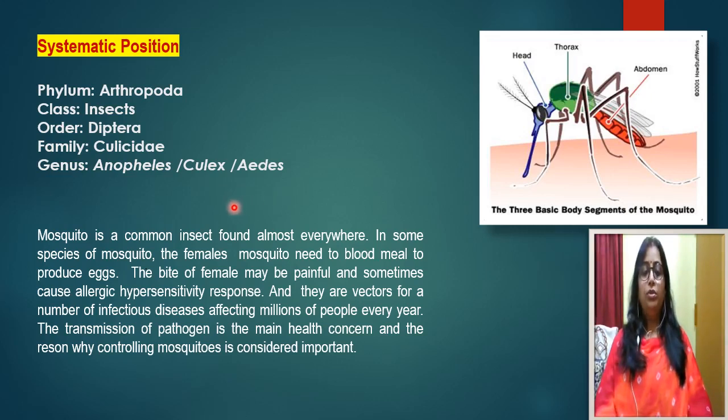Now I introduce the mosquito. Mosquito is found in tropical and temperate parts of the world, but basically it is found almost everywhere. In some species of mosquito, the female mosquito needs a blood meal for production of eggs. The biting of female mosquito is very painful and it sometimes causes allergic hypersensitivity responses.